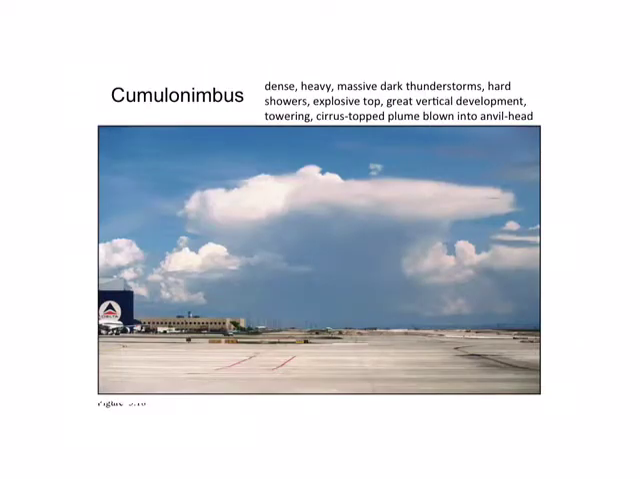So here's a few more photographs. We usually associate cumulonimbus clouds with dark, massive thunderstorms. These form in places where you get convective lifting of air. They tend to produce fairly explosive showers, a lot of thunder and lightning.